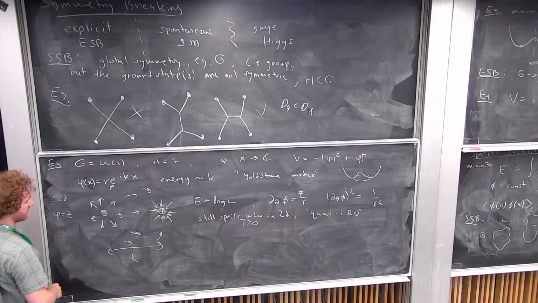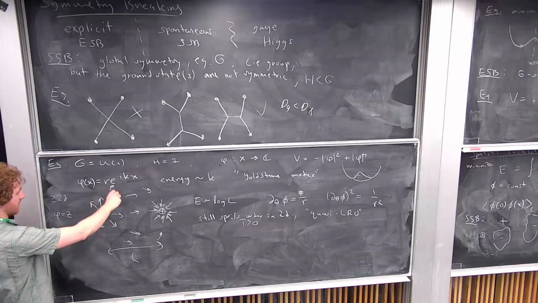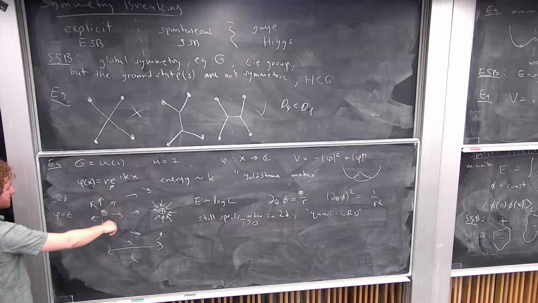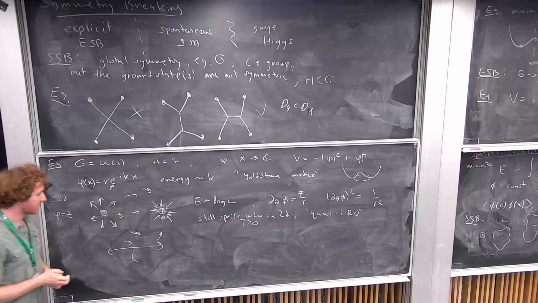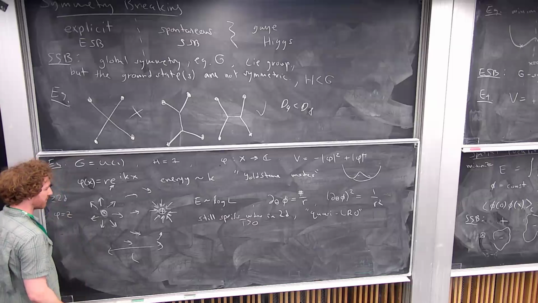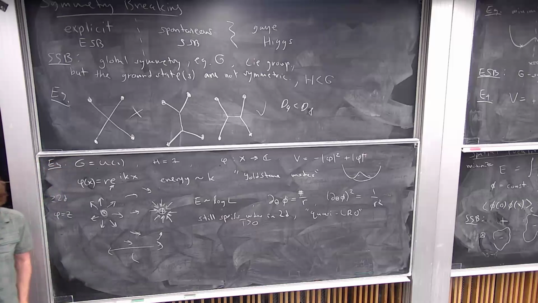Right, so these exist because this phase can vary in space, and if it happens to wind somewhere, then there has to be some kind of place inside where the field vanishes. Right, so there's a kind of topological number that's protecting these things.